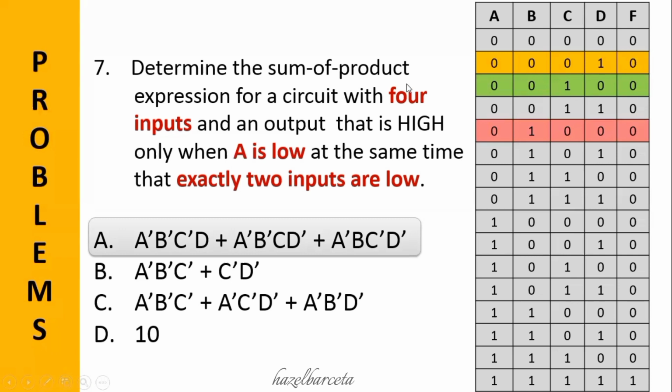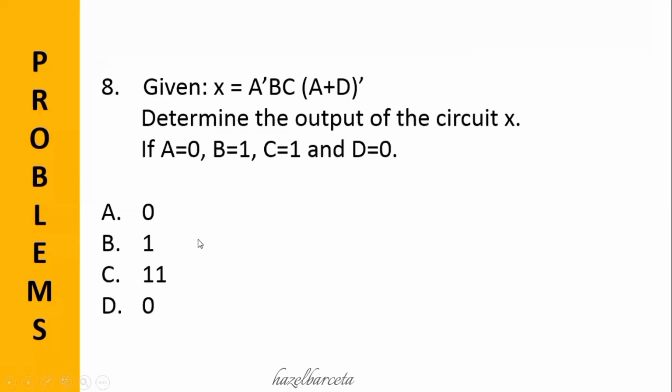Although, kung hindi naman na po natin kailangang i-explain pa yung iba, 4 inputs lang po ay sapat ng clue word. 4 inputs, 4 variables. Okay? So, number 8. Given X is equal to complement of A or A complement and B and C, and the quantity of A or D complement. So, dito, given po yung value ng ating variables. Parang continuation lang po ng ating number 7.